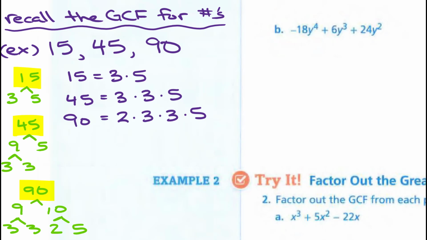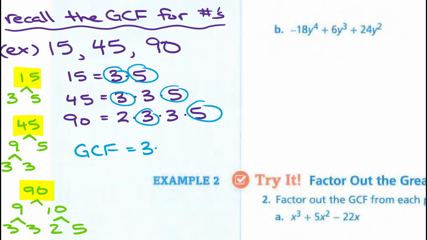And now we're looking at what they have in common. Looks like each of these terms has at least one 3, so a 3 in common, and then also a 5. Now the last two terms both have another 3, but 15 does not. So in this example, my GCF is that 3 times 5. My GCF then is 15. Notice that also happened to be one of our values. That's just a coincidence.